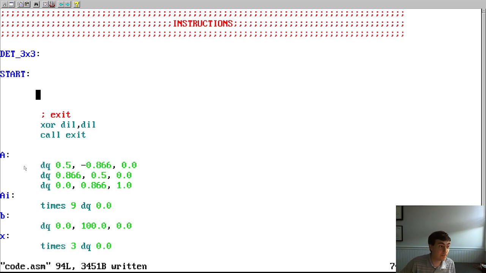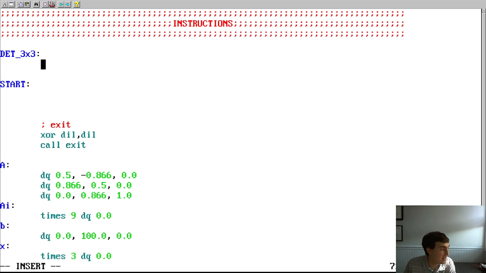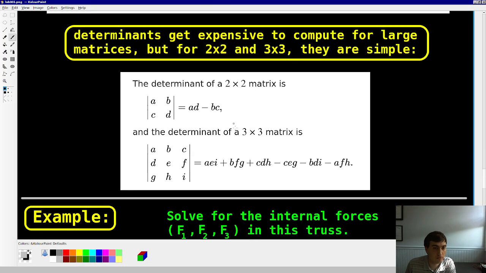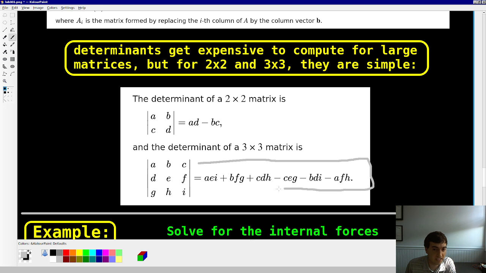Now, let's implement our determinant function. So we just need to hard code, basically, this mathematics into assembly. So how can we do that? Well, I will show you how we can do that. Before I do that, let me put some comments here.